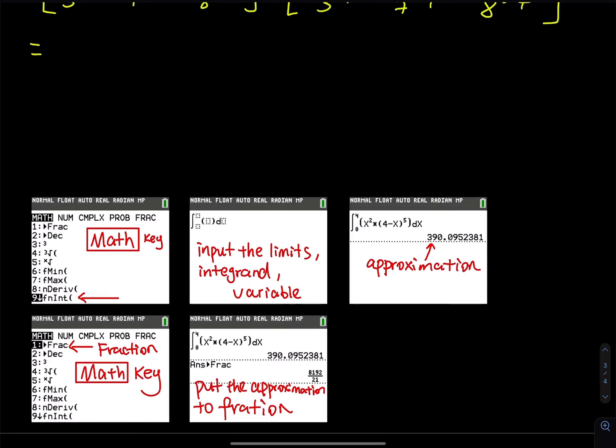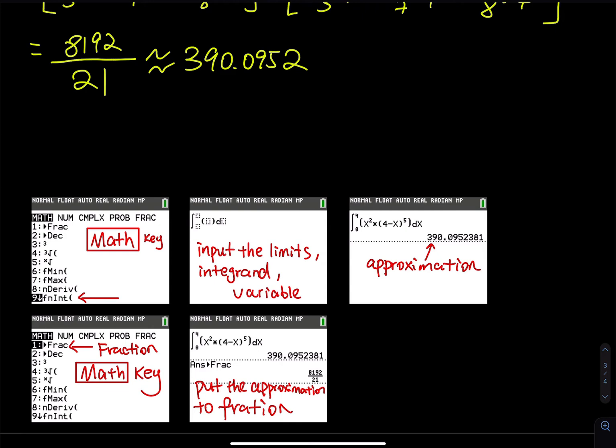How do you do this as a fraction? You hit the math key again. This time the first option, FRAC, means fraction. An arrow to fraction means you will put the answer into a fraction. You select that, and it says ANS, meaning the previous answer goes to a fraction. So you have 8192 divided by 21. That is an exact value, and this is approximately equal to 390.0952. I use 4 decimal places. Okay, so that is the first integral.